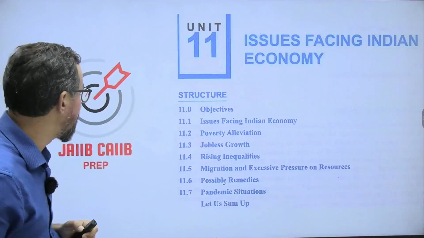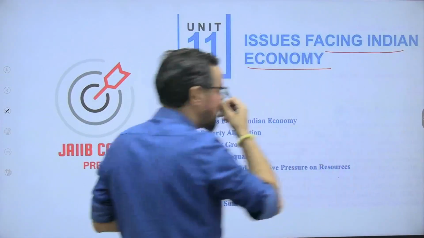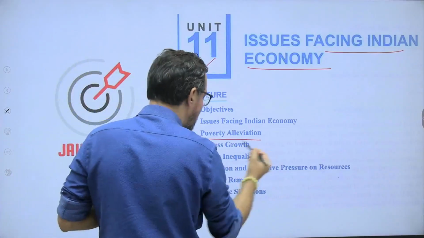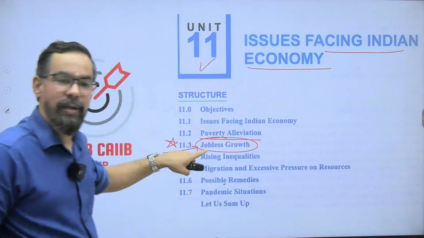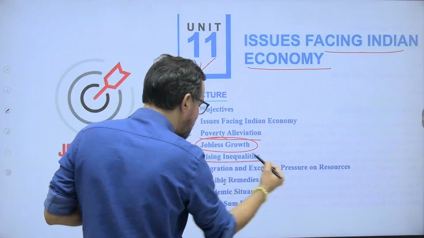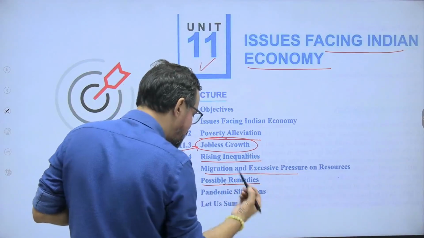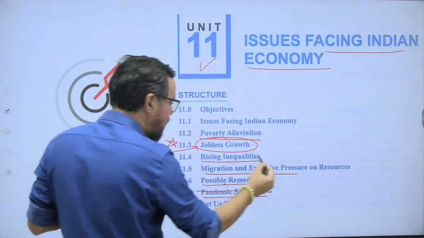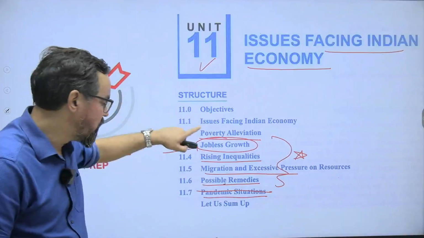Half marks question, straightforward. Final unit, guys, issues facing the Indian economy. So this is something related to issues facing the Indian economy. So poverty alleviation, this jobless growth. This year also they asked a question around this particular one, jobless growth, and this gets asked so many times. We have inequalities, migration and excessive pressure on resources, possible remedies, and pandemic situation. Now you can eliminate pandemic situation, but these three or four subtopics are very important, from poverty alleviation to your possible remedies, right?